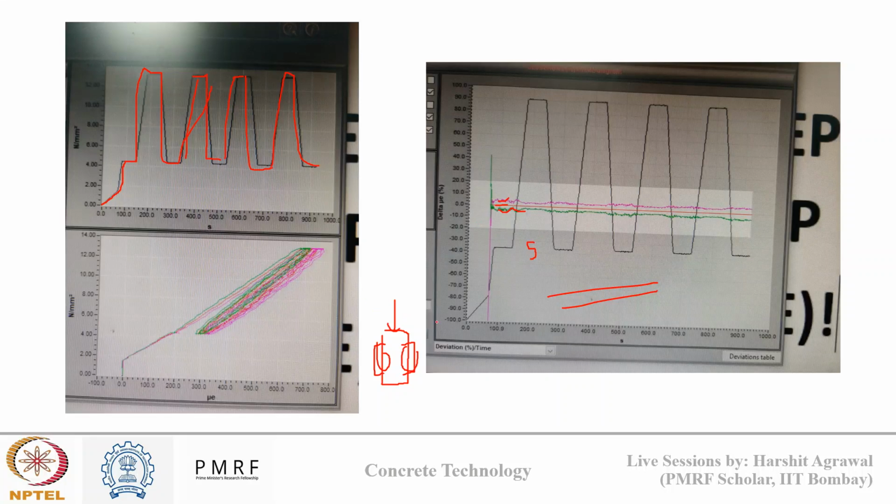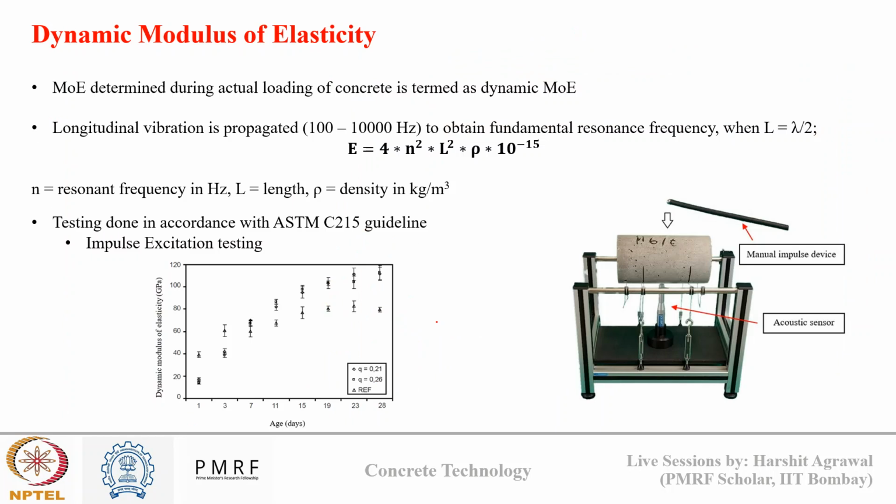So if my surface is not plane, or if the loading is not axial, or if the extensometers are not attached properly, the standard deviation will be very high. And the code says that it should not be more than 20% from the mean. So if it is more than that, then the testing should be stopped. The reason due to which the error is coming should be checked, and the test should be repeated. Okay, so this is how we determine the static modulus of elasticity.